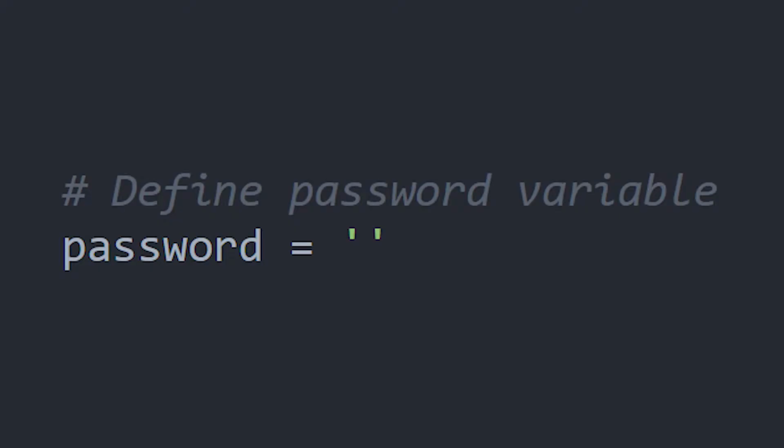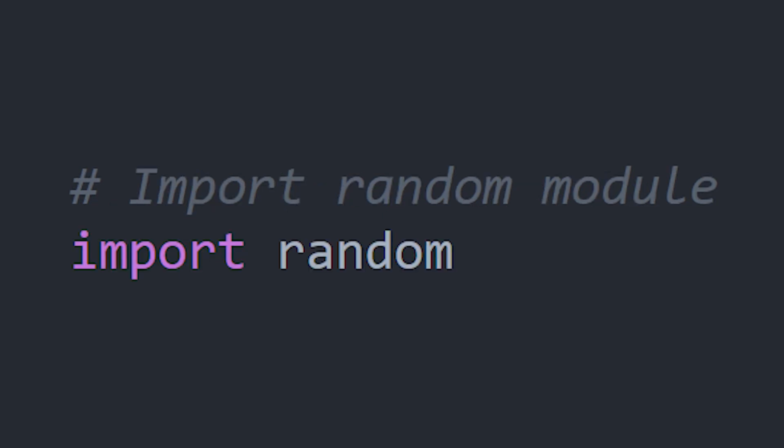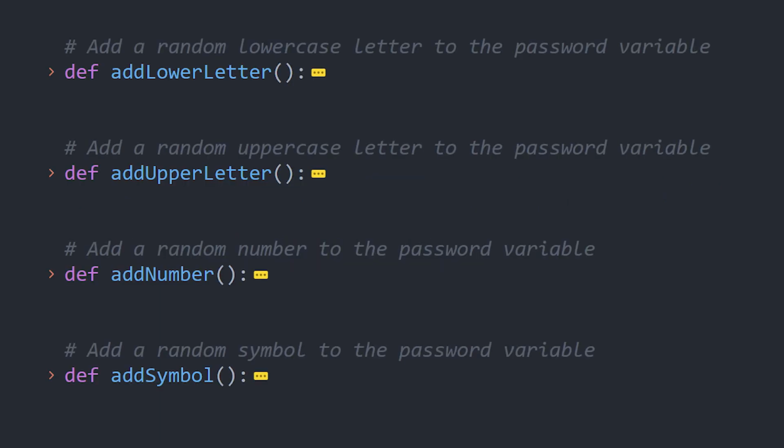Now real quick, we're just going to define our password variable to which we will later add random characters to. Also, we need to import the random module because we need it. Alright, now we're ready to make the 4 functions that I was talking about earlier. That will add a random lowercase character, uppercase character, number, or symbol.